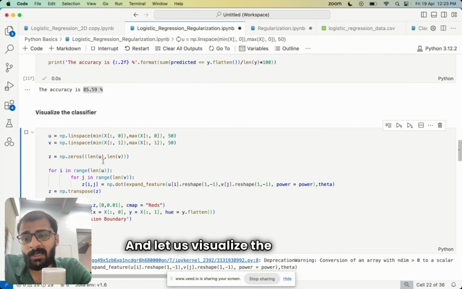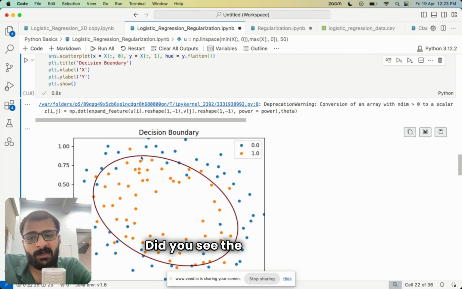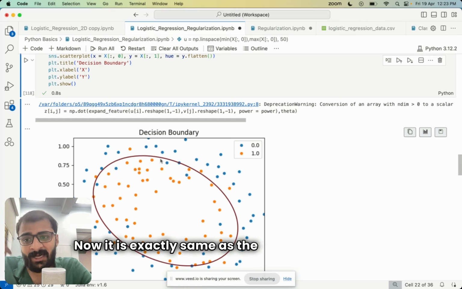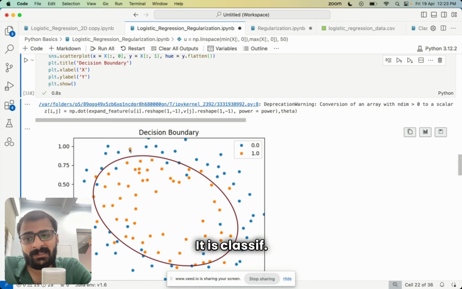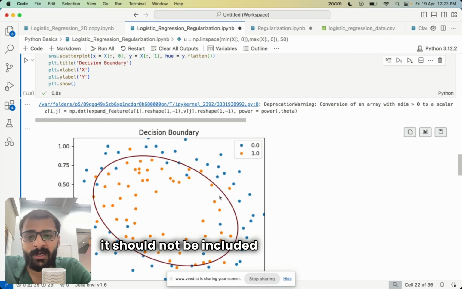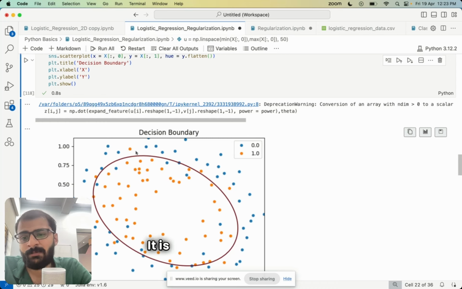And let us visualize the classifier. Did you see the difference? Now it is not classifying this point as noise, or now it is not classifying this point. Now it is exactly the same as the regularization case. It has recognized that this point is noise, so it should not be included in the classifier. It is probably noise, so it is fine to not fit this point.